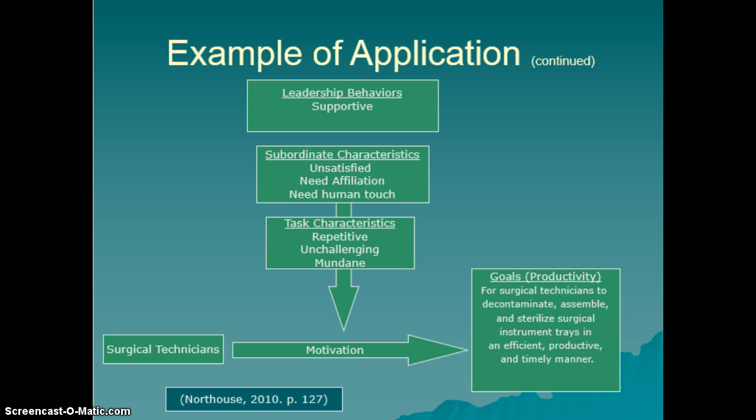This is a diagram of the previous example that I gave you on the other slide about my center and my surgical tech situation. You see in this diagram that the surgical technicians have their motivation toward their goals and their productivity. Up above are the types of leadership needed to support them in this situation, because the surgical technicians are unsatisfied, they need affiliation, they need human touch, and their task characteristics are repetitive, unchallenging, and mundane, all of which impact motivation, which can cause these individuals to not reach their goal.